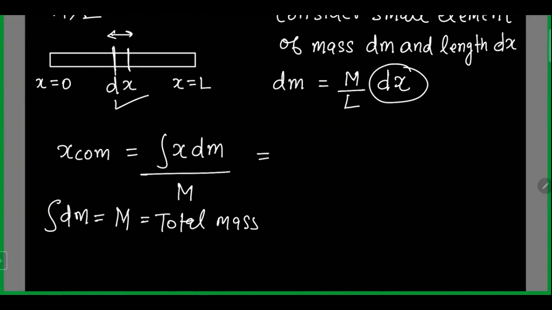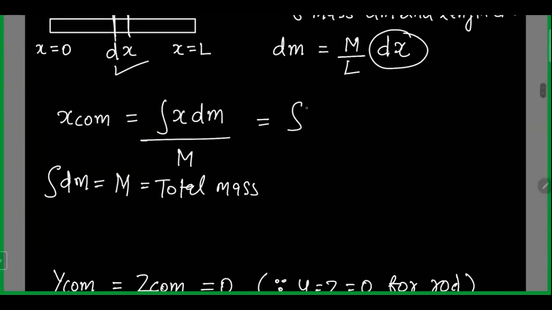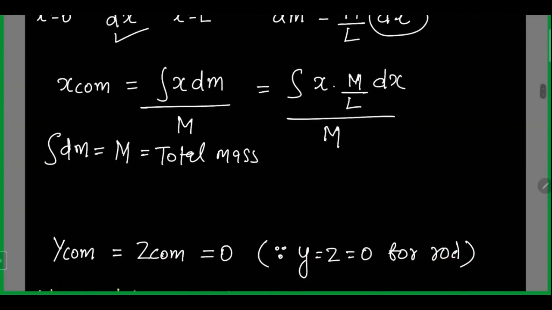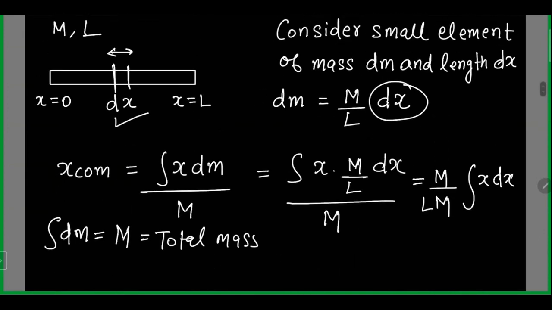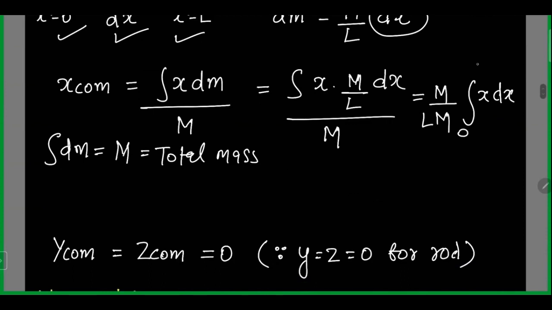Okay, now let's use our formula. Our formula for center of mass is the integration of x dm, so x is x. What is dm? We just calculated it, it is M by L into dx, divided by your total mass. Okay, now how do I solve this? Let's take M by L common, and there is one M in the denominator as well. So you will get x dx. What will be the limits of x? Your x is going from 0 to capital L.